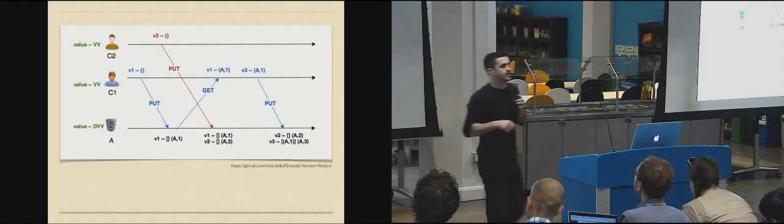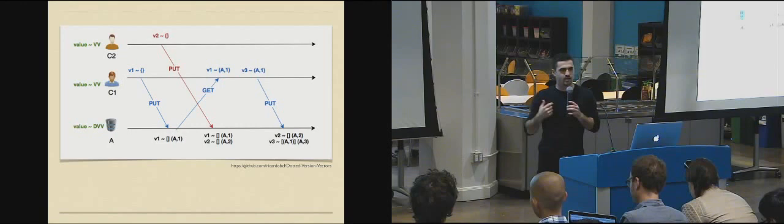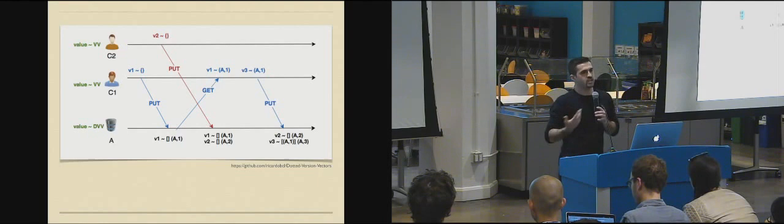In React, we keep both. We don't know what the correct answer is. So we say, here's both. Application, you decide in some way how to resolve that. And then there's a set of research called CRDTs, which are about not making the application make those decisions, but letting the server make those decisions. And so they're kind of like data structures that you'd be familiar with.